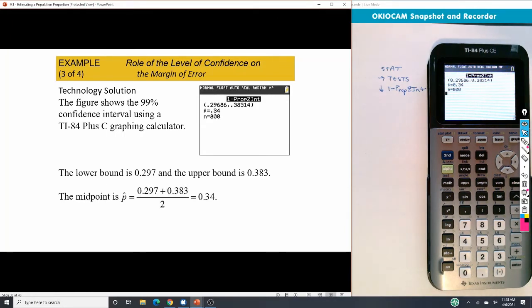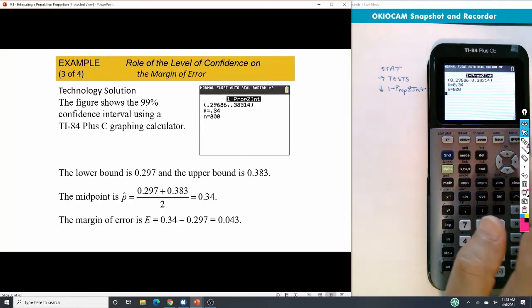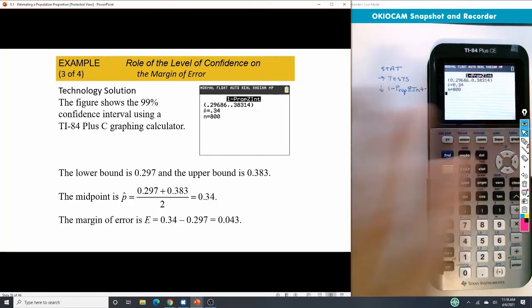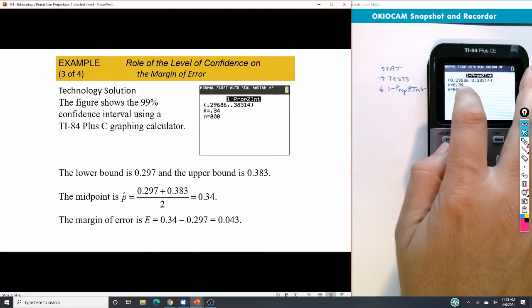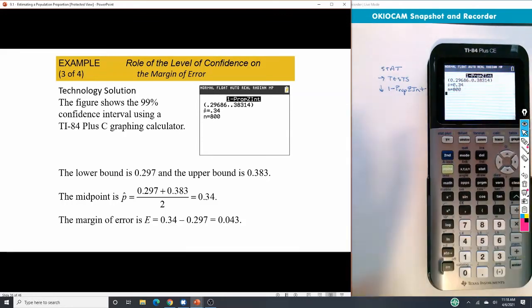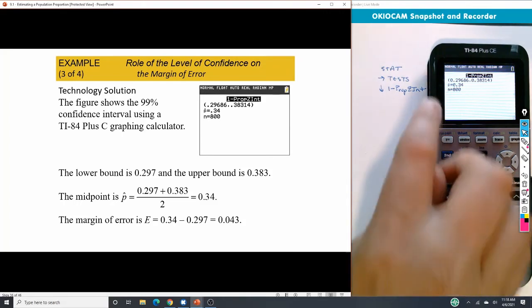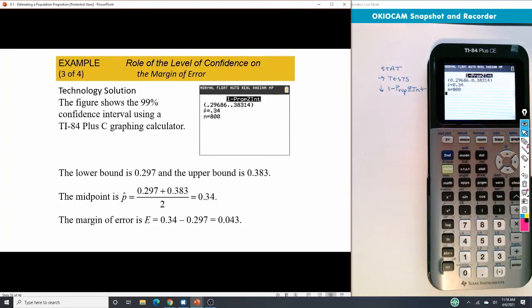All right, so our midpoint there, our p hat is 0.34, so that's given to us. And then again, if we take the upper and subtract 0.34, or we take the 0.34 and subtract the lower, it doesn't matter which one. It's always going to be the positive, though. Bigger minus smaller. They decided to use the lower bound instead of the upper bound. It doesn't really matter, but they still got a margin of error of 0.043. Either one of those will give you the same answer.